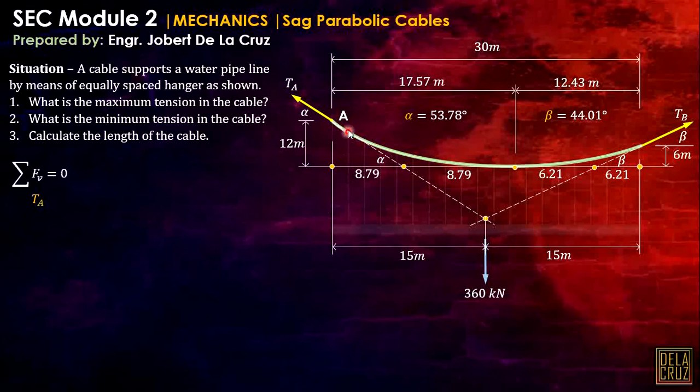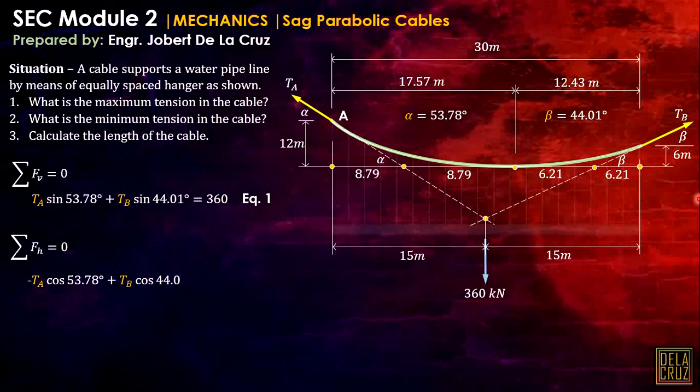Summation of vertical forces: that will be TA, the vertical component, sine of alpha, plus TB sine of beta, equals 360. This is equation 1. Now, equation 2, summation of horizontal forces: that will be negative TA cosine of alpha, going to the left, plus TB, the horizontal component going to the right, cosine of beta. There is no other horizontal force, so we equate it to 0. Please grab your calculator, and we can calculate TA and TB with 2 equations, 2 unknowns. So what is the maximum tension? That is TA, of course.